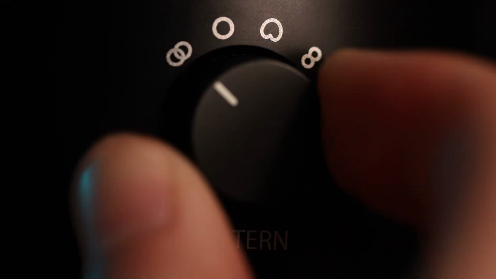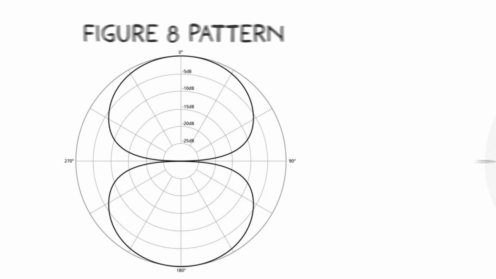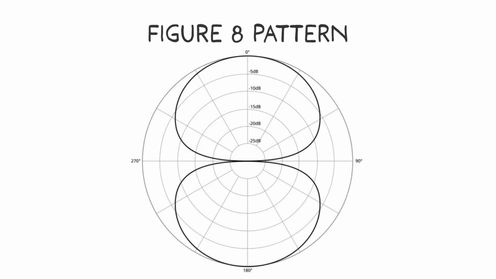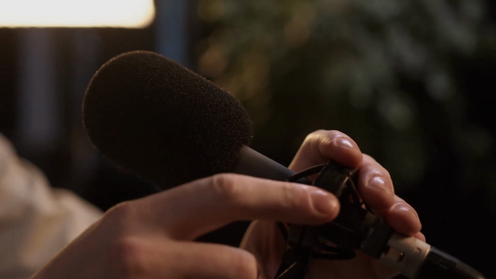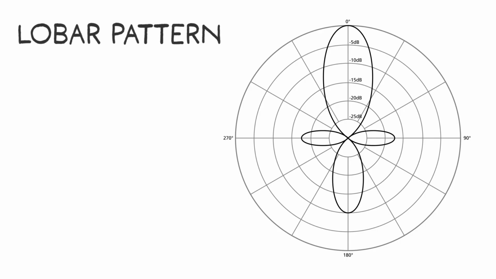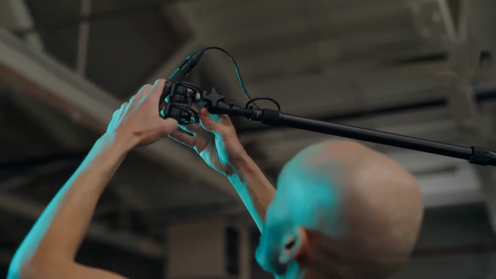The two other types of polar patterns are the figure 8 and the low bar patterns. The figure 8 pattern picks up sounds from the front and back, but not from the sides, and can be a desirable pickup pattern when you have sounds that are opposite each other, like when doing an interview. The low bar pattern is a highly directional pattern, and is common in microphones that need to be very selective in the source that they're trying to pick up.